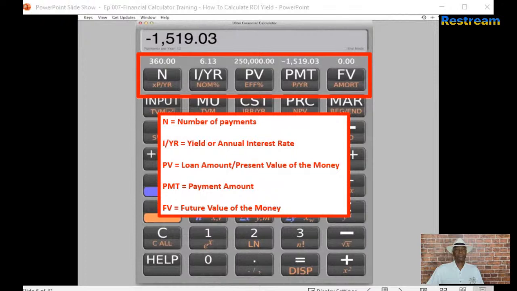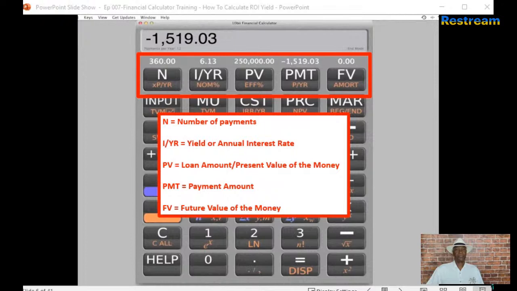You can see that across the top there are 5 buttons. What they are is indicated in the white box there in the middle. N stands for the number of payments. I stands for the interest rate or yield. PV stands for the loan amount or the present value of the money. PMT stands for the payment. That would be the monthly payment, or if it's a quarterly payment, that's where it would go. And FV stands for the future value of the money. What's that money going to be worth in the future? So those are the 5 primary keys across the top that you'll see.